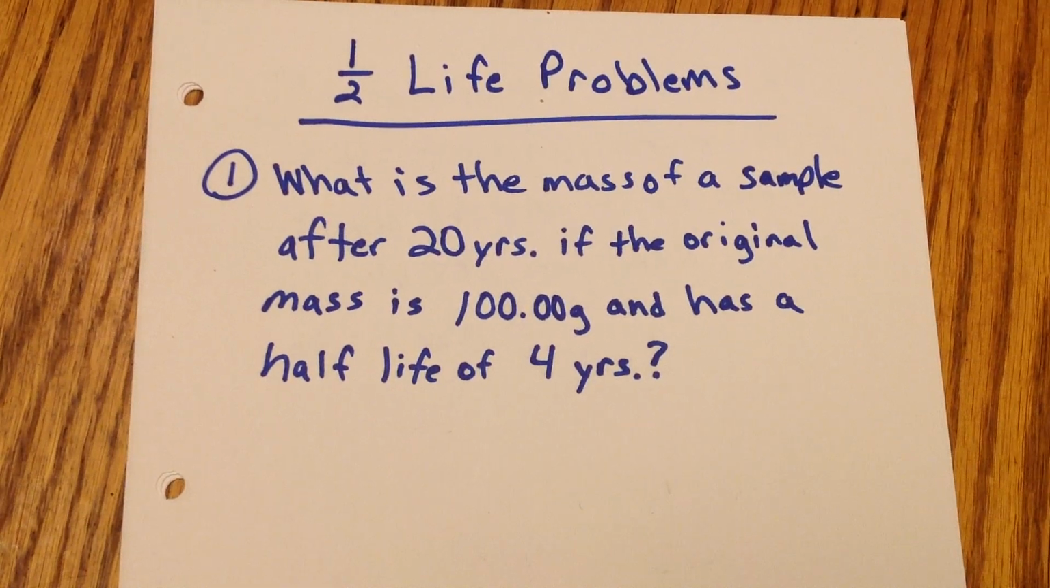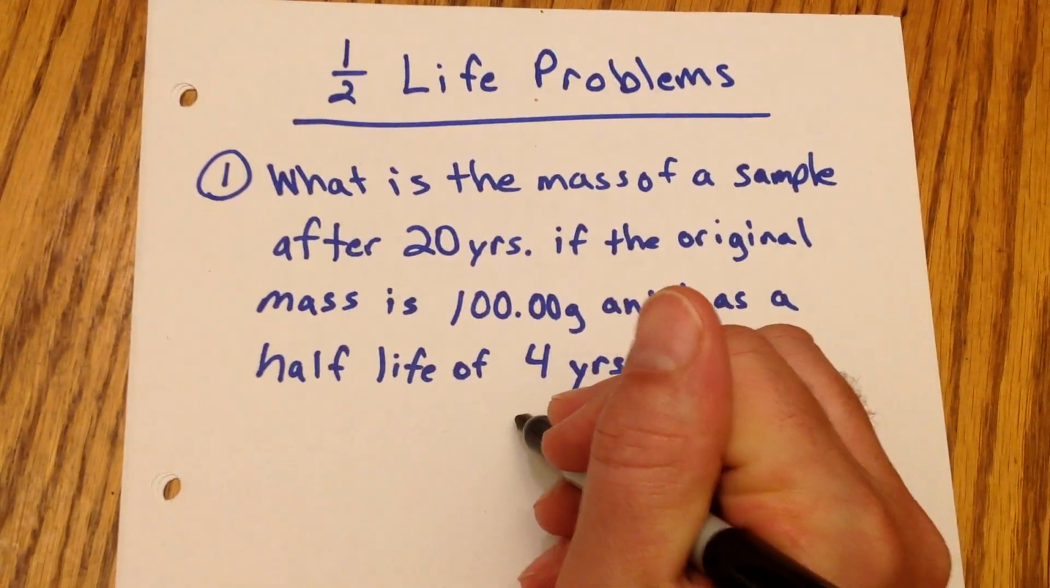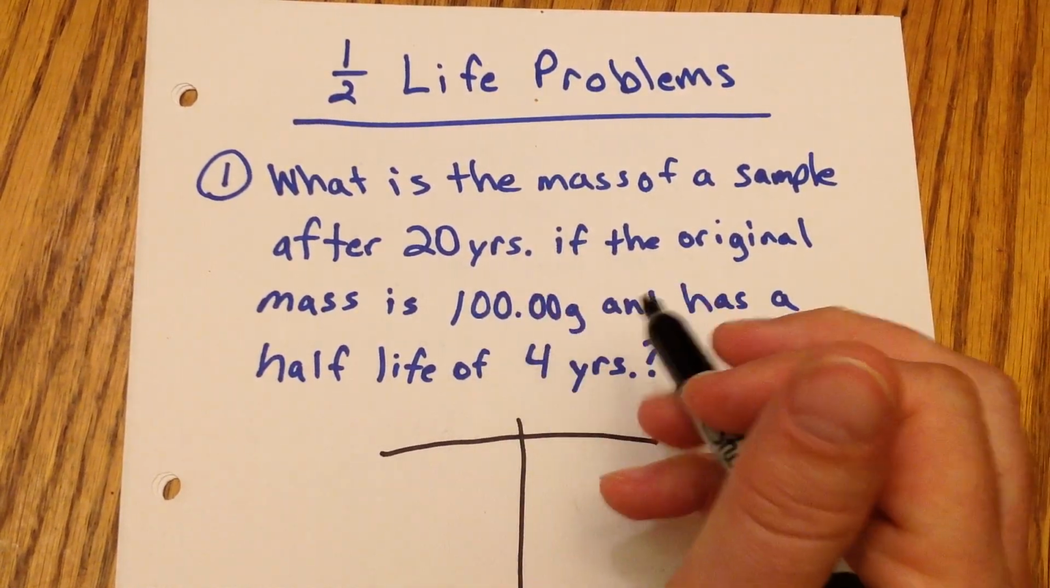First one, what is the mass of a sample after 20 years if the original mass is 100 grams and has a half-life of 4 years? There is a mathematical formula, but I found that just drawing a simple table makes this super easy. But the first step is definitely the hardest here.